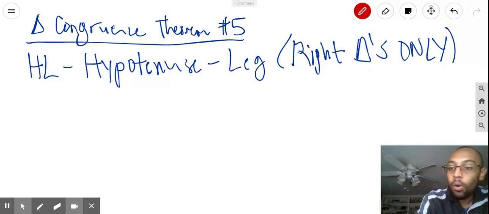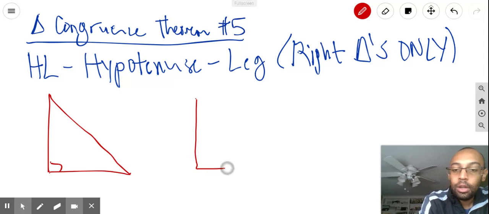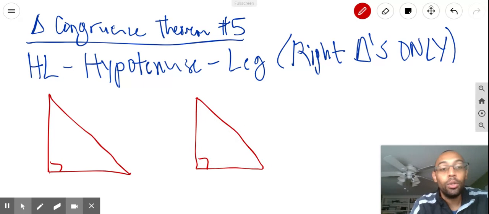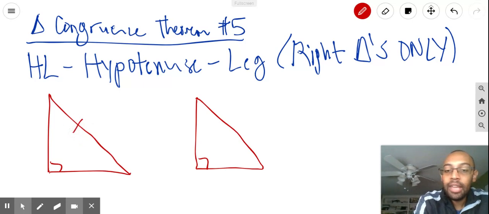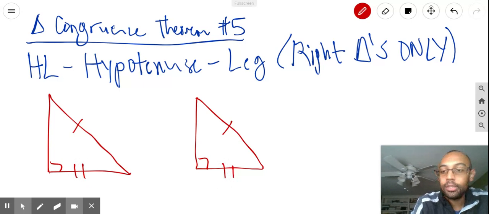So now I have a specific scenario where this could happen, and it is when I have two right triangles. Okay, so I have two triangles, they're both right triangles. This is the scenario that has to happen. The hypotenuse of each triangle has to be congruent, and then one of the other legs of the triangle has to be congruent.